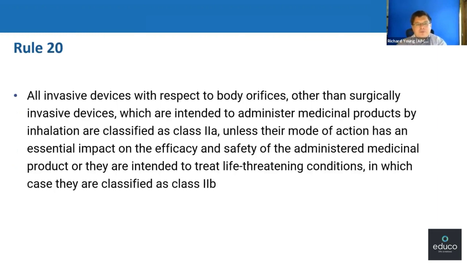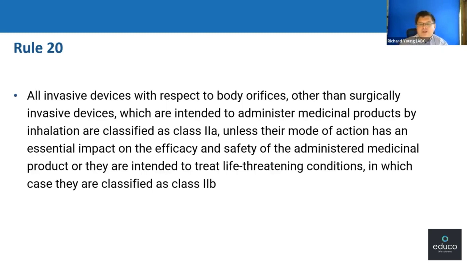Rule 20 talks about all invasive devices with respect to body orifices, other than surgically invasive devices, which are intended to administer medicinal products by inhalation. These are class 2A. So that's what it sounds like, that's inhalers. Here we've got a special rule that talks about inhalers and says they're class 2A.